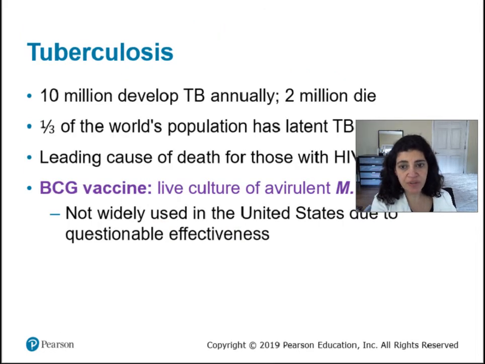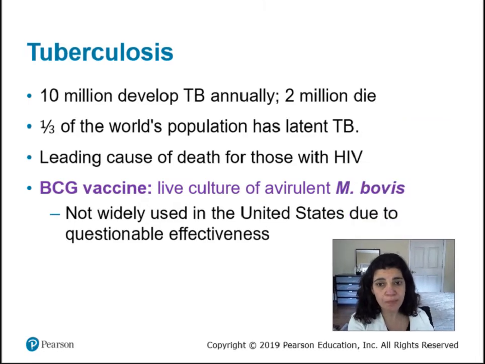10 million people develop TB annually. 2 million people die. 1/3 of the world population has latent TB. 1/3. Think about that. That's a high number. It's the leading cause of death for HIV patients or people that developed AIDS.